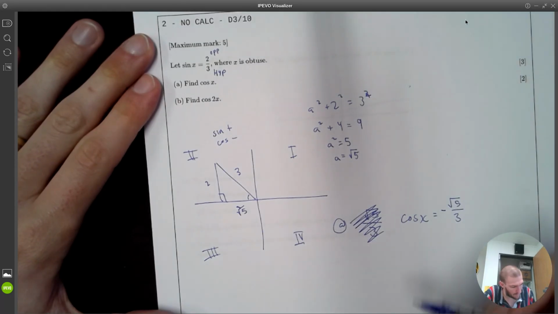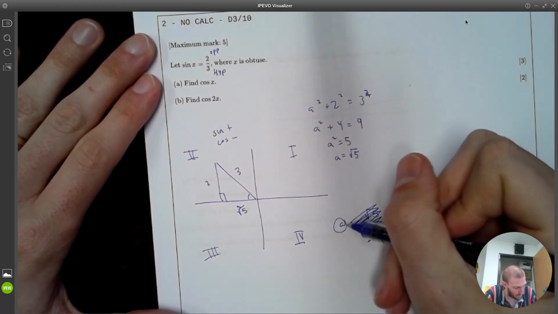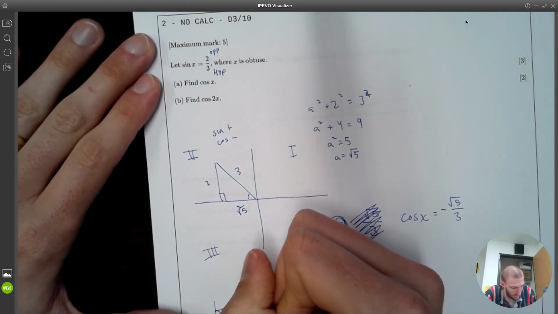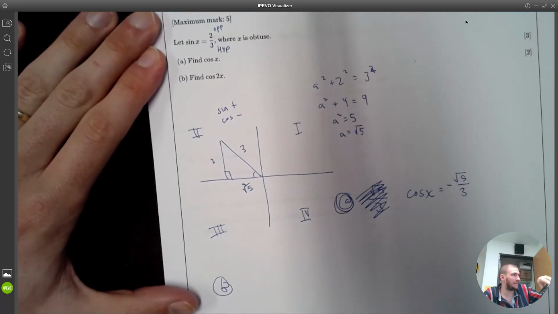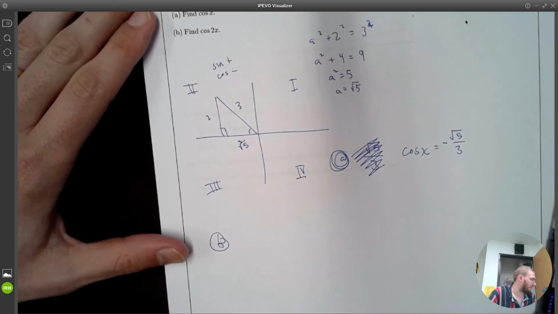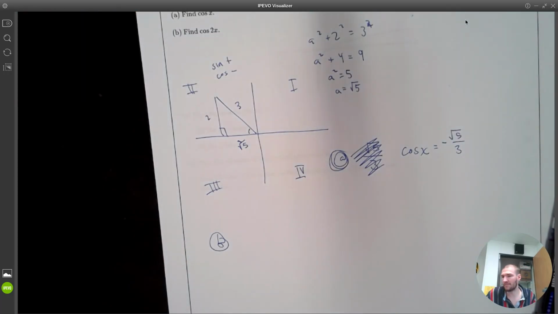Sweet. All of this is part A. Part B says find cosine of 2 theta. This is double angles. I'm going to need my formula booklet. I lent it out.